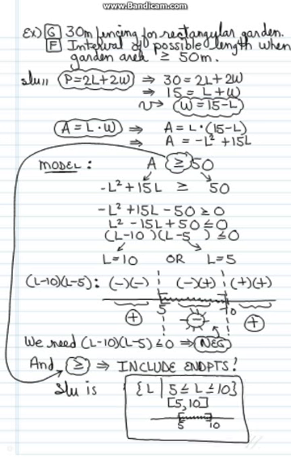So in words, we really should answer this in words. The original question was find the interval of possible lengths L when the garden area is greater than or equal to 50 square meters. And the answer is the interval of possible lengths is anything from 5, including 5, to 10, including 10.